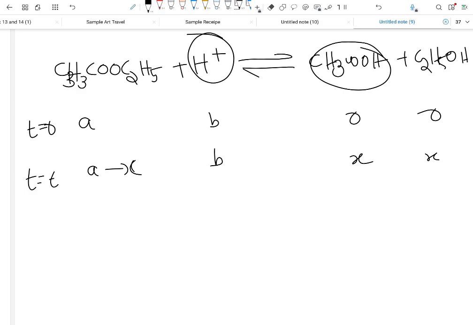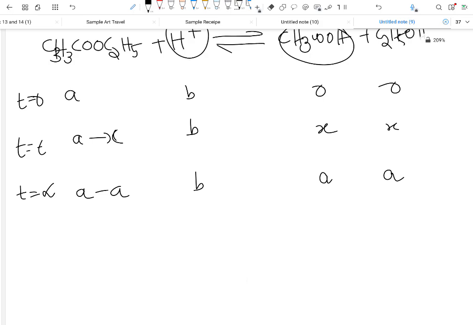Why? Because we are going to titrate the acid with a base. And at time equals infinity, the reaction is complete, so the ester will be A minus A, which is 0. It is completely reacted, and B still remains almost constant because we are taking it in excess amount. So now A amount of acid will be formed.